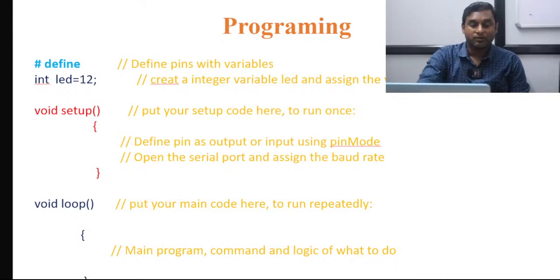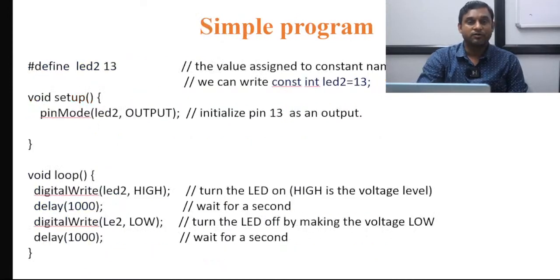Okay. We will go to the next program. You can see here, this is a simple program. In this program, I am using this code to blink an LED. We can blink the internal LED, as I told. There is an internal LED connected to pin number 13, and that internal LED we can blink.